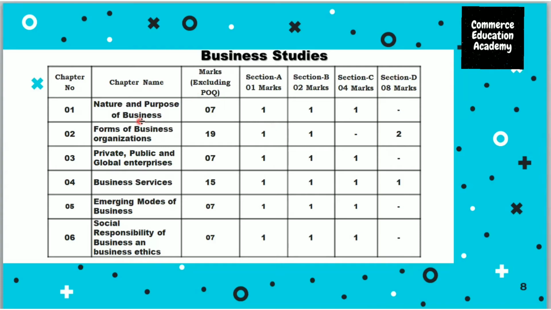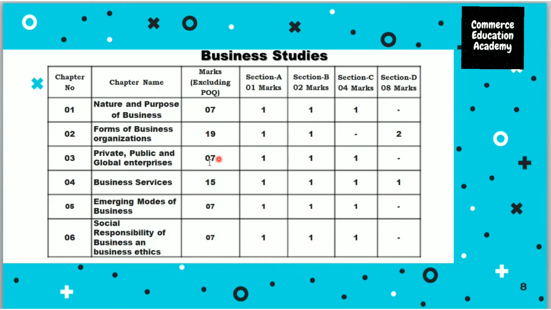Okay, the first chapter carries 7 marks. So from section A, one question, from section B, one question, from section C, one question. So 4 plus 2 plus 1, total is 7 marks. Second chapter, 19 marks it is. So from section A, one question, from section B, one question. There is no question from section C, and one question from section D. So 8 plus 8, 2 marks, 2 questions are here. So 8 plus 8, 16 plus 2 plus 1. So total weightage of this chapter is 19.